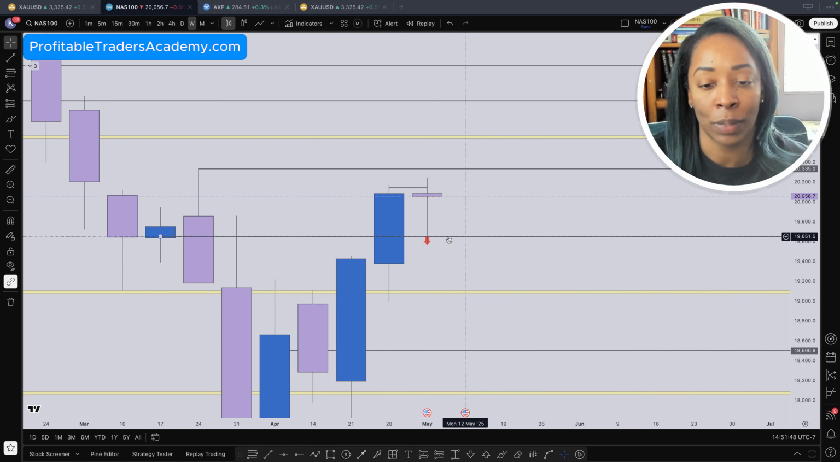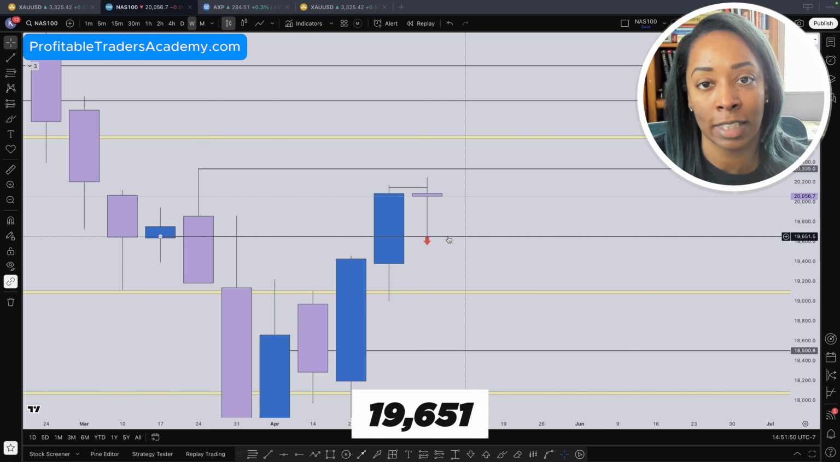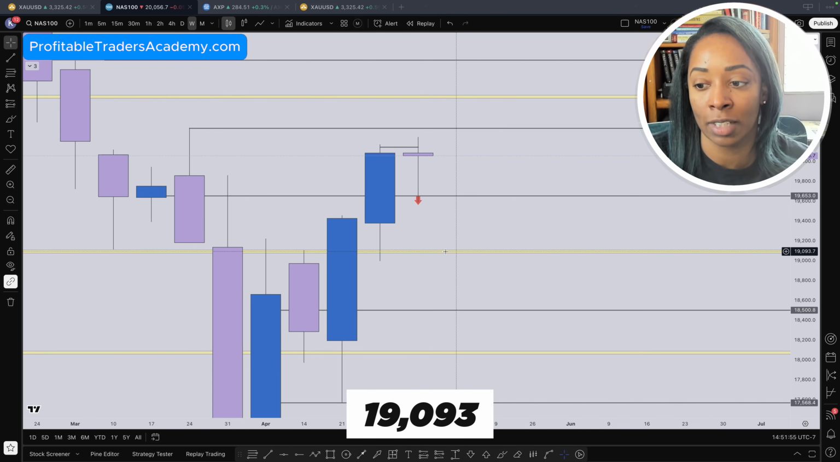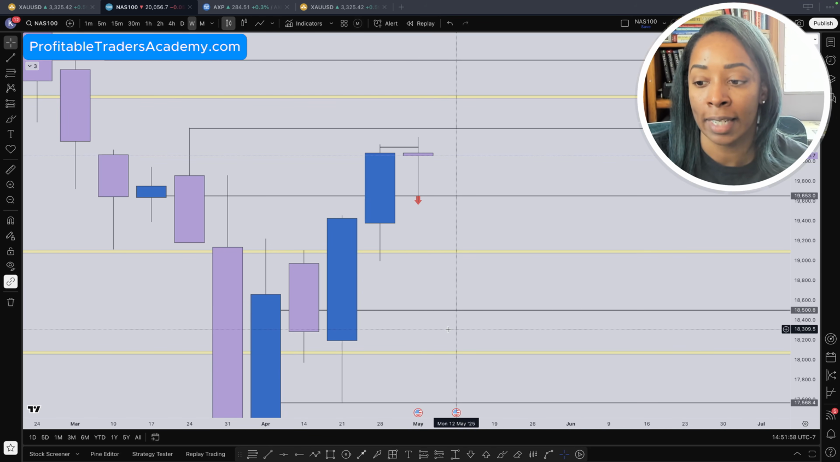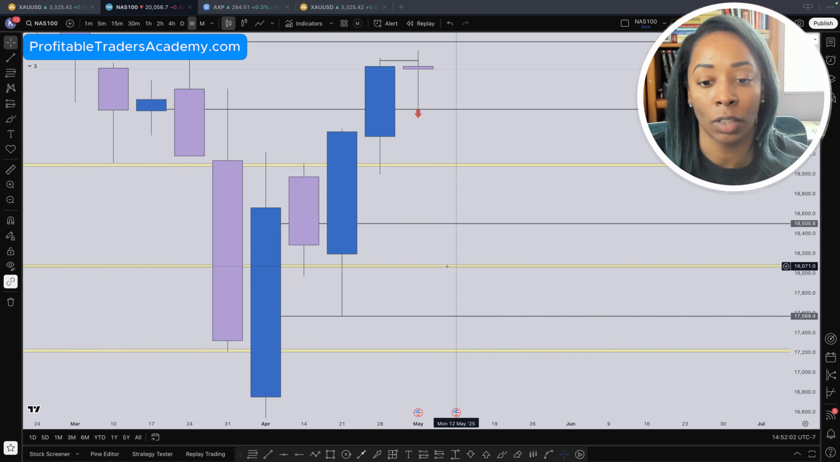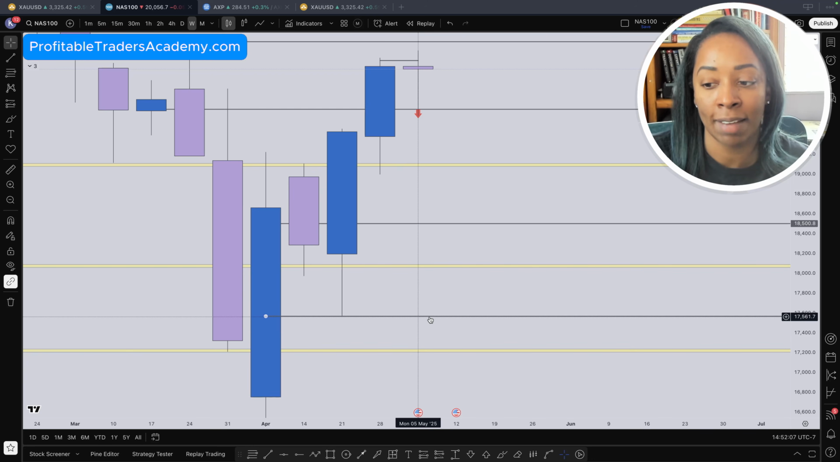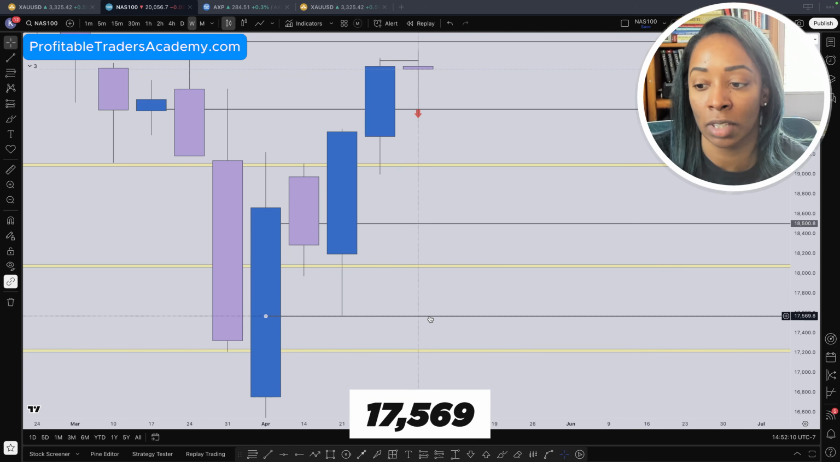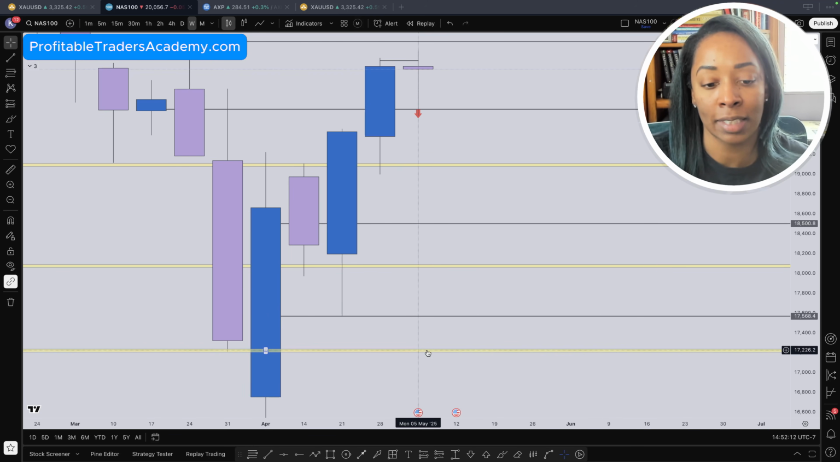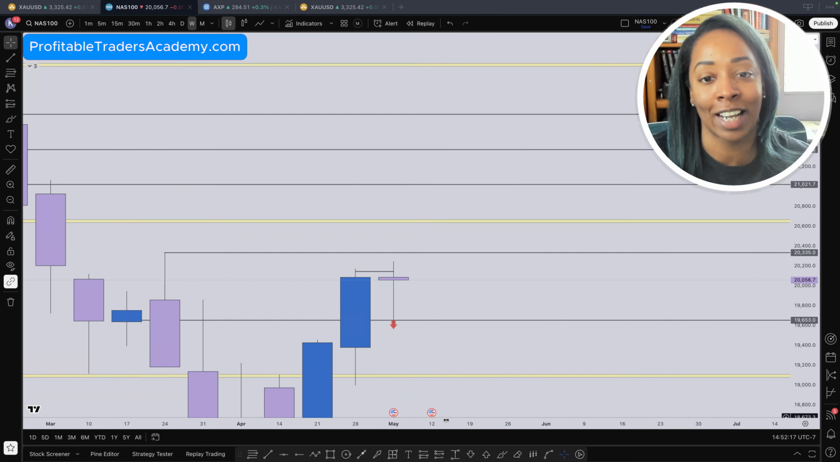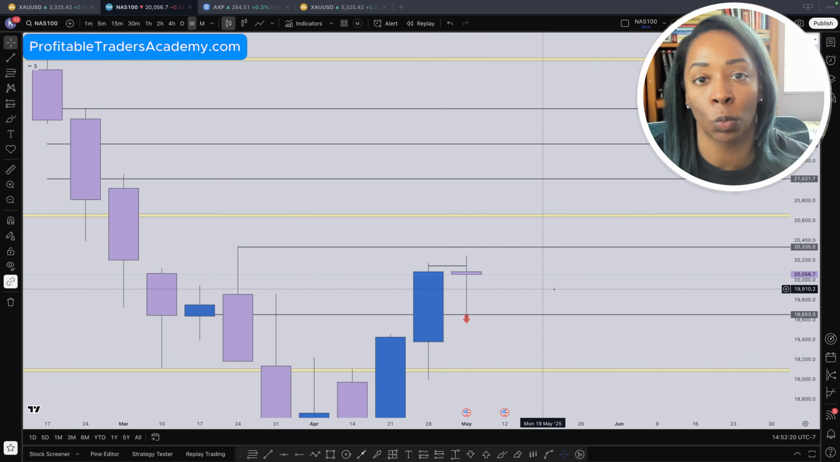The other level that we have around it is 19,651. The other level that we have is 19,093. The other level is 18,500. This yellow level here is at 18,071. And then we have this level to the downside at 17,569. And then this last yellow level is at 17,226. Okay, so there are some to the top side. Let's call those out. We're not going to go over all of them because price would have to do some incredible things in order to reach these highs.